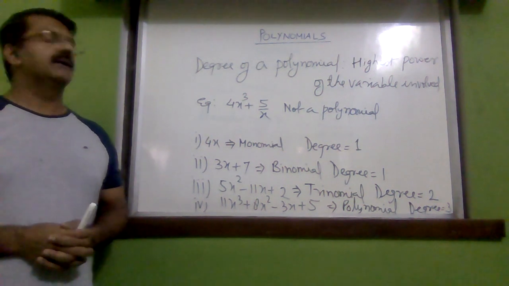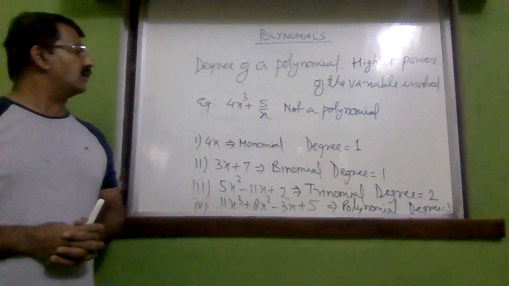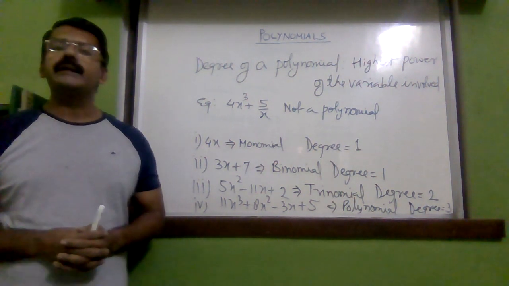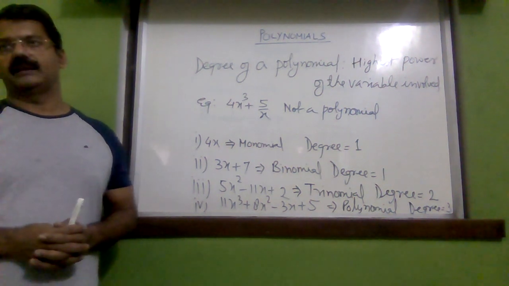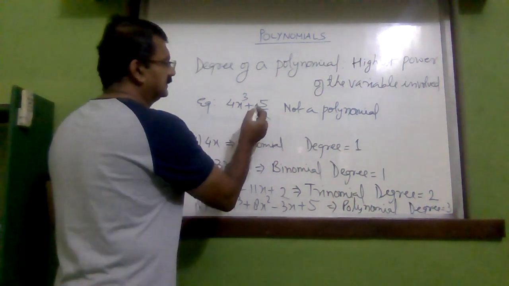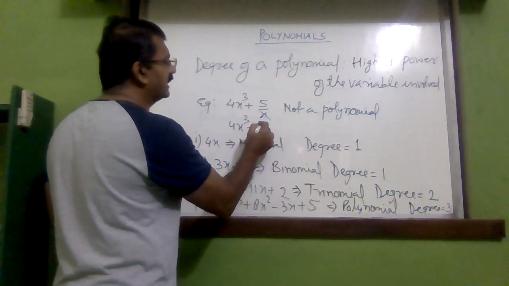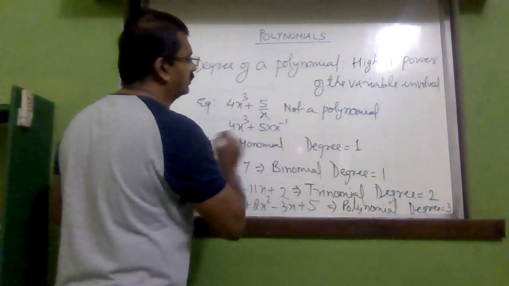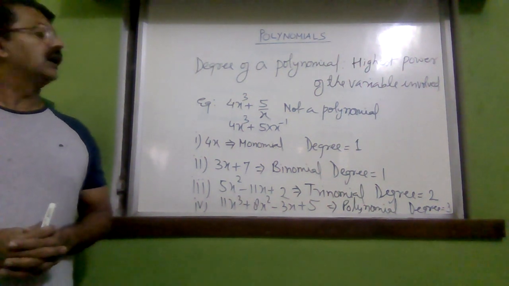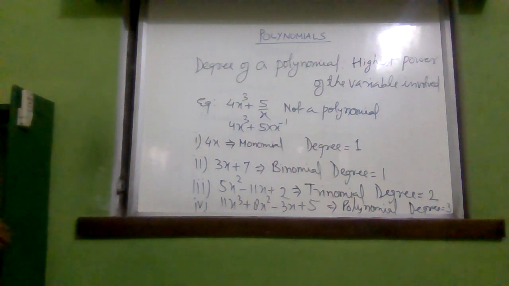The reason is, in a polynomial, all the powers of x or the variable should be non-negative and non-fractional. But here you can see in the second term, the power of x will become minus 1. If you write it like this, 4x cube plus 5 into x to the power minus 1, you can see the power of x is minus 1. That is why it is not a polynomial. Is it clear to everybody?